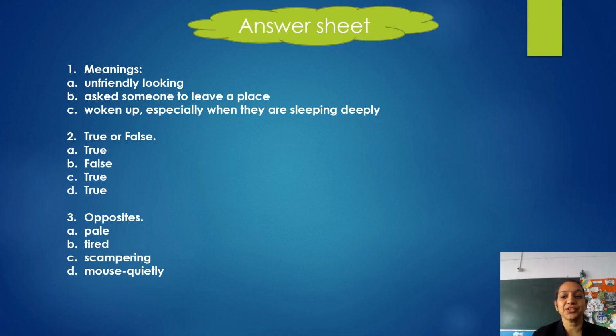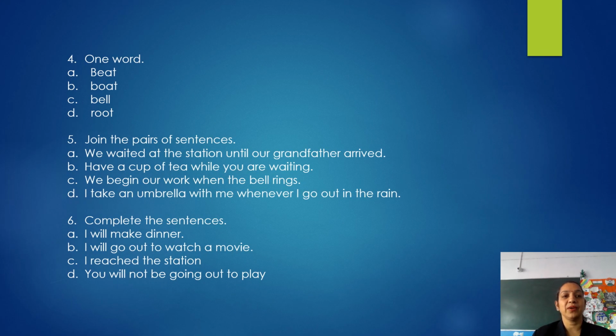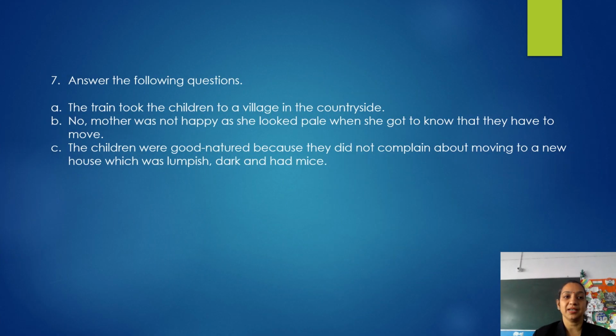So here is your answer sheet. Okay, so you can tally the answers from here. Okay, question 1 meanings, question 2 true or false, then third one opposites. Next you can see. Fourth one, fifth, sixth, all the answers are here. You can tally after completing your worksheet. And here are the answers to the questions which were given in the worksheet. Okay. So now just do it nicely.